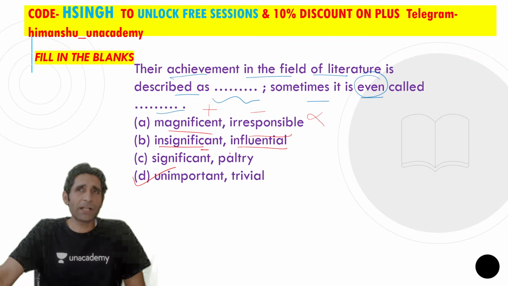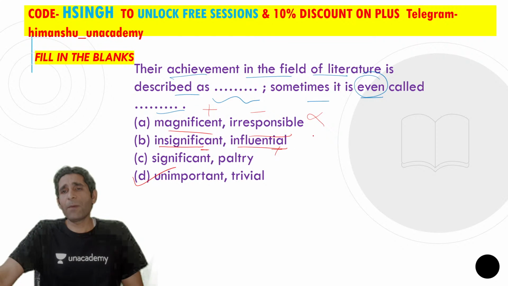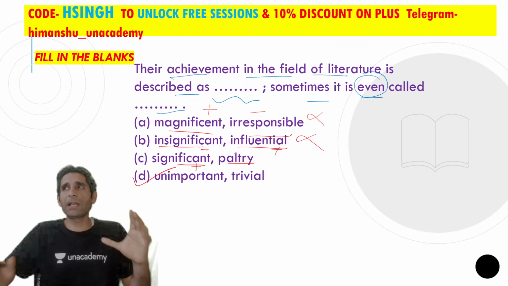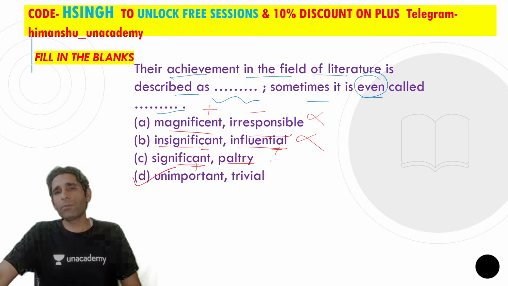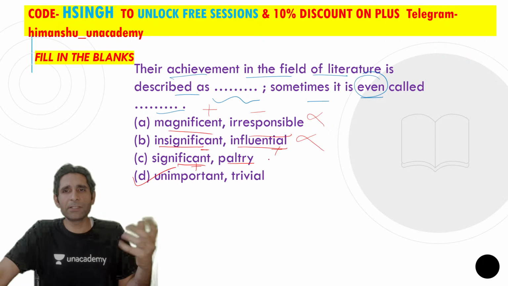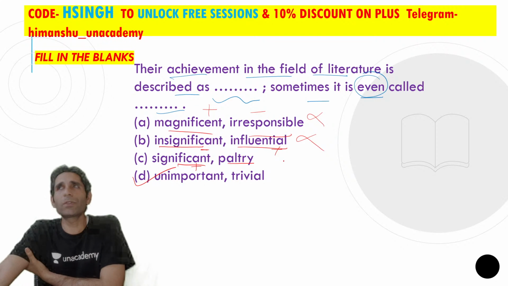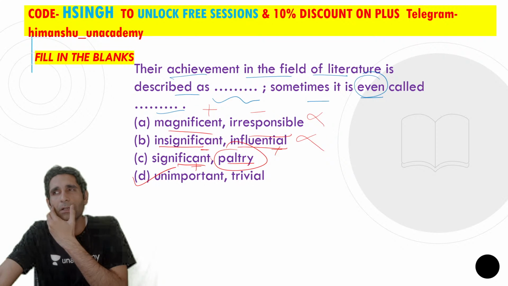Insignificant is like something that is close to nothing, and influential is like something that is very impressive. So again guys, these are words of opposite connotation, so this can also be ruled out. Significant और paltry भी नहीं हो सकता, because significant का मतलब होता है something that is important, something that has some value, and paltry का मतलब होता है something of very low importance, like you know, something that is unimportant or something that is close to nothing. Paltry मतलब कुछ भी नहीं है या बहुत trivial है, बहुत चीज कम है.